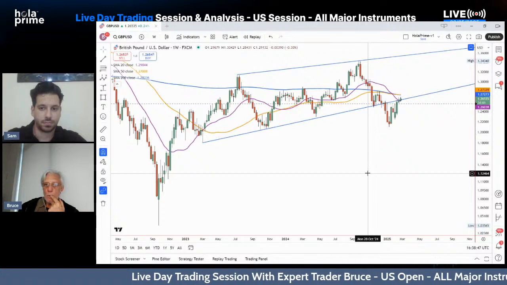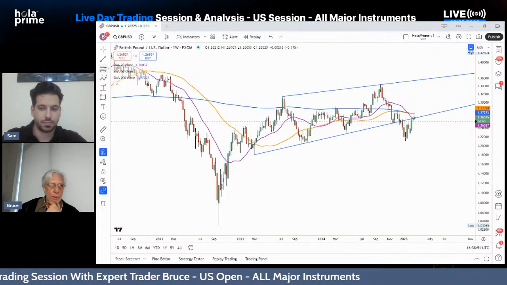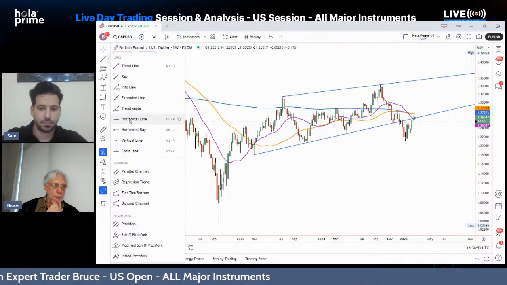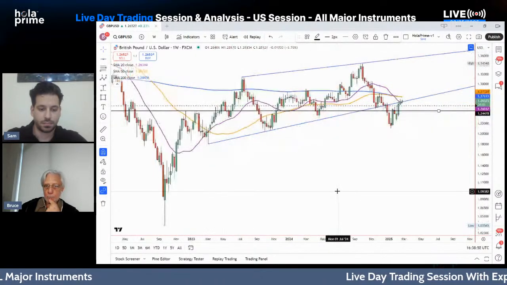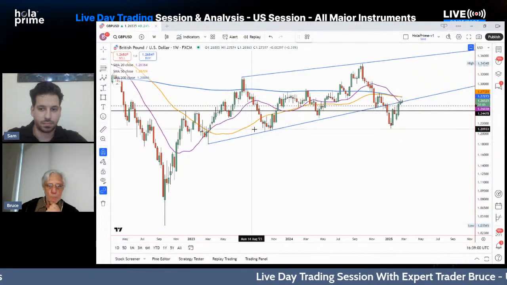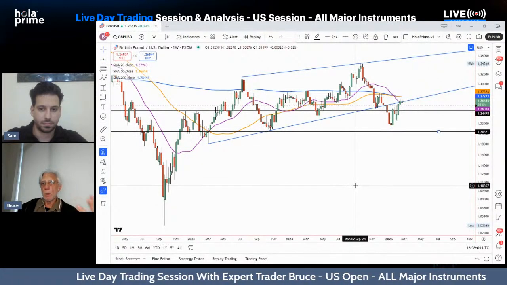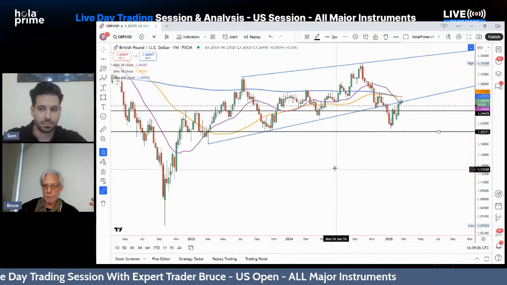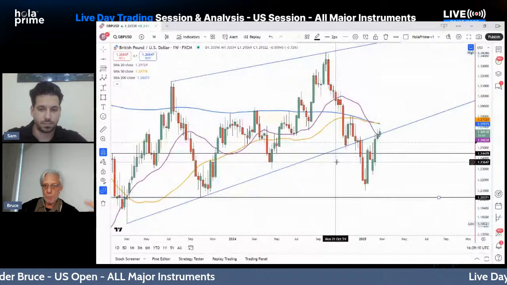Okay. Now, what else happened here that may be interesting is, I'm just going to throw in some lines again. So these levels are giving me my larger support resistance levels. Okay. That may not come into play soon, but at some point they will.